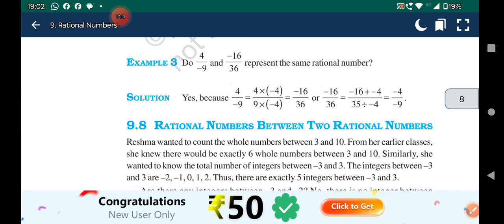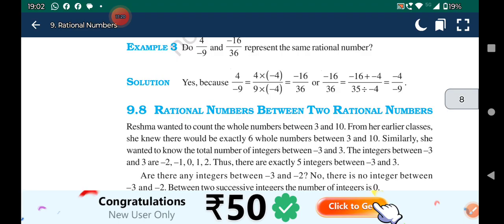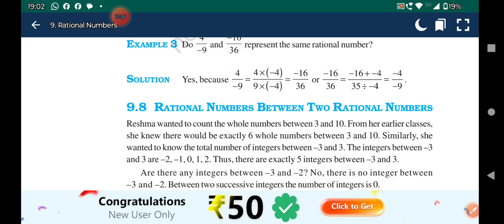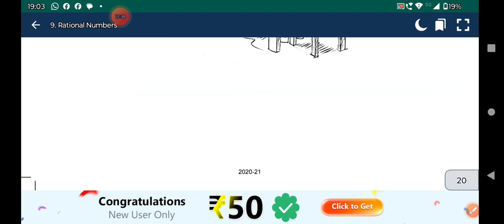Example 3: Do 4 by minus 9 and minus 16 by 36 represent the same rational number? Solution. Yes, because 4 by minus 9 equals 4 into minus 4 by minus 9 into minus 4 equals minus 16 by 36, or minus 16 by 36 equals minus 16 divided by minus 4 by 36 divided by minus 4 equals minus 4 by 9.